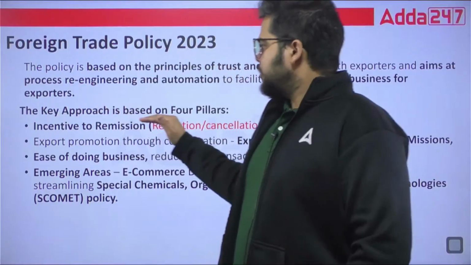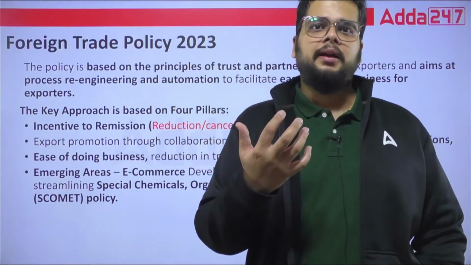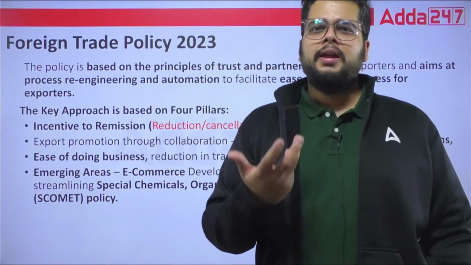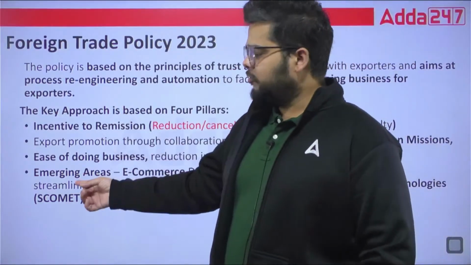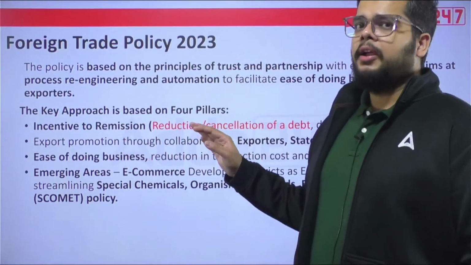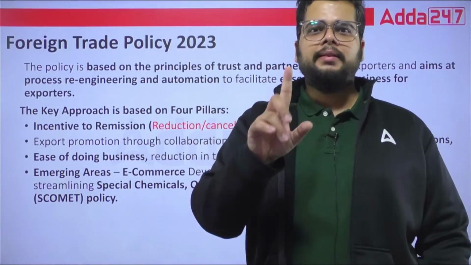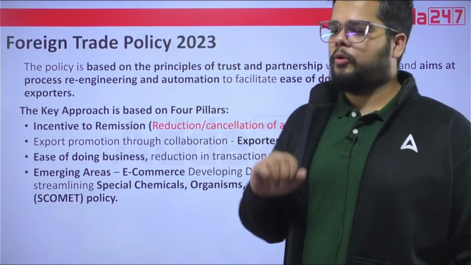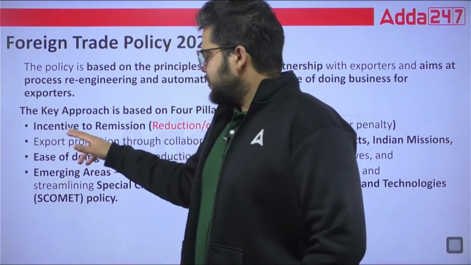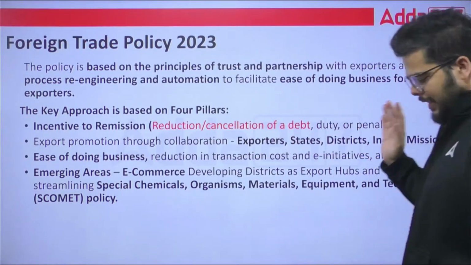The key approach towards this foreign trade policy is to establish a network of exporters, and the government wants to approach that particular network via the 4 pillars. These 4 pillars, do you have to remember them for the examination? The answer is no. Only one thing you have to remember out of these 4 pillars, that is the full form of SCOMET policy. The first one is incentive to remission, reduction or cancellation of a debt, duty or penalty.